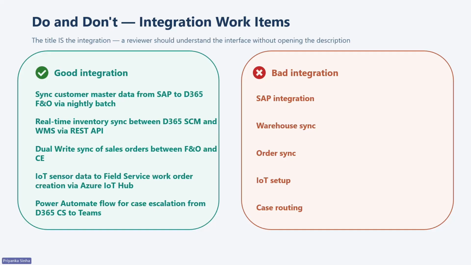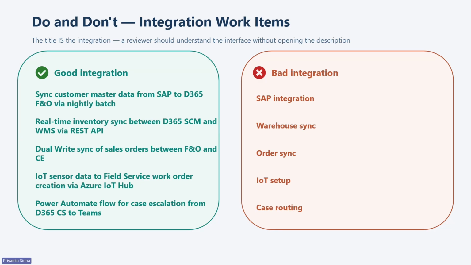So in this slide, based on the title, a reviewer should understand the interface without opening the description. Let's look at the example here. A good title says: sync customer master data from ACP to D365 FNO via nightly batch. In one line, I know the data, the source, the target, and the frequency, right?